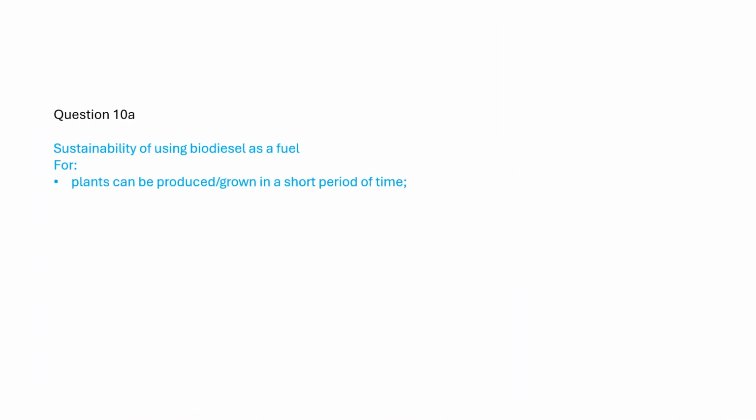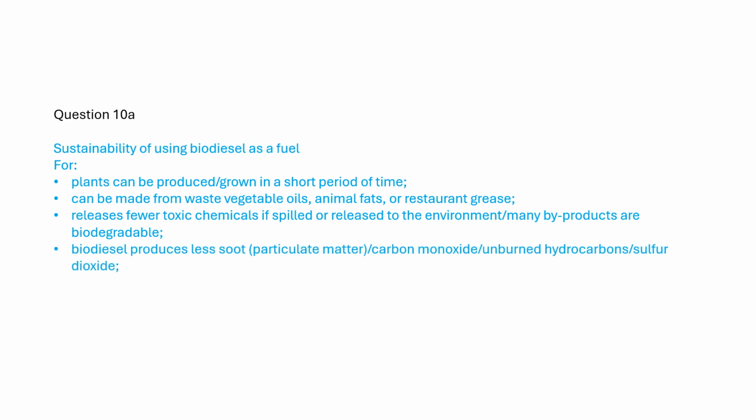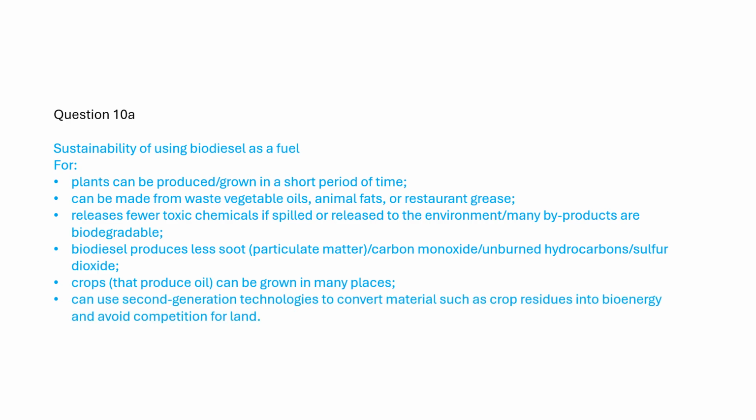Sustainability of using biodiesel as a fuel: plants can be produced/grown in a short period. It can be made from waste vegetable oils, animal fats, or restaurant grease. Releases fewer toxic chemicals if spilled or released to the environment. Many byproducts are biodegradable. Biodiesel produces less soot, particulate matter/carbon monoxide/unburned hydrocarbons/sulfur dioxide. Crops that produce oil can be grown in many places, can use second-generation technologies to convert materials such as crop residues into bioenergy and avoid competition for land.